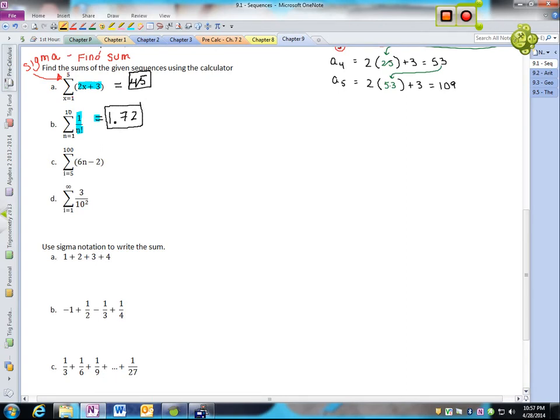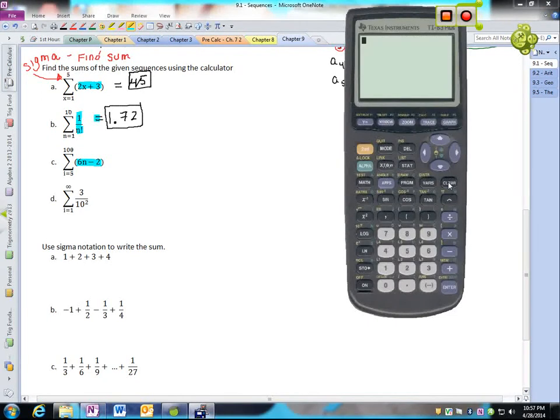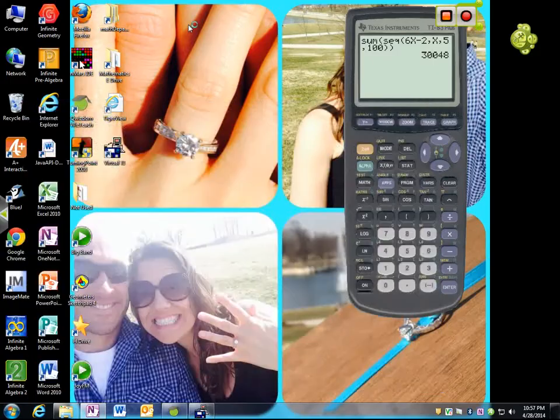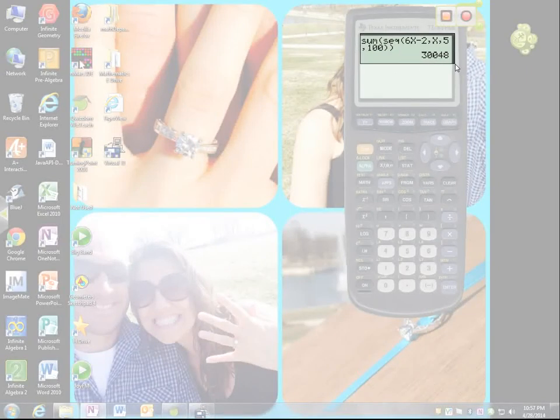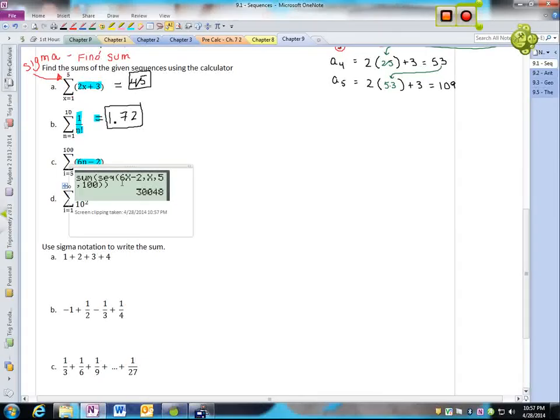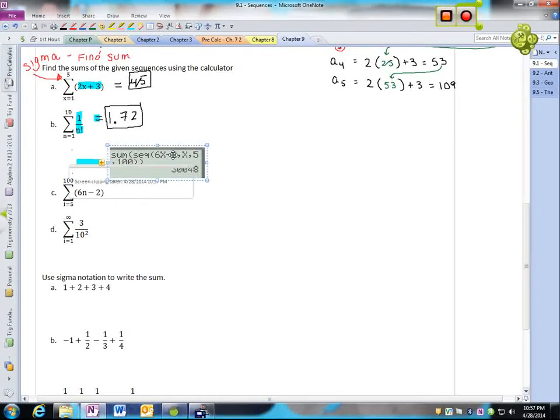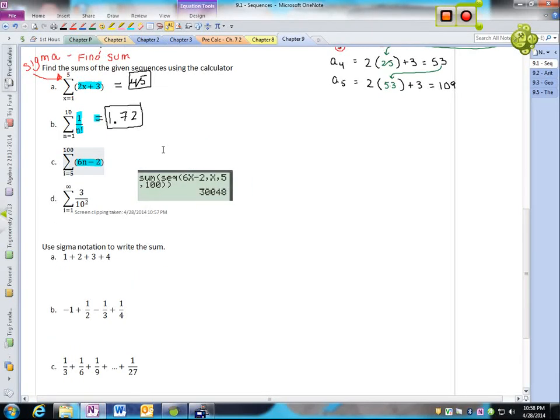This time, the lower bound, I'm starting at 5, and the upper bound is 100 for the expression 6n minus 2. Okay, hopefully we got 30,048.